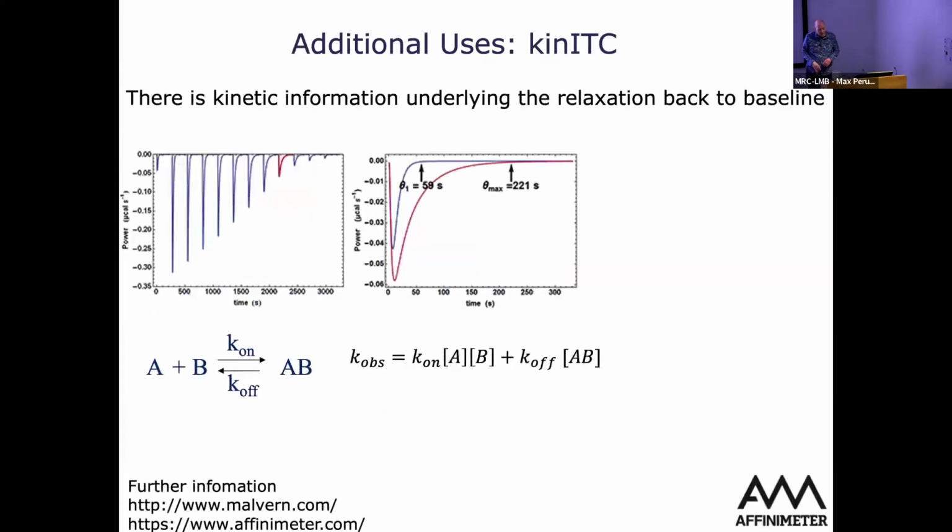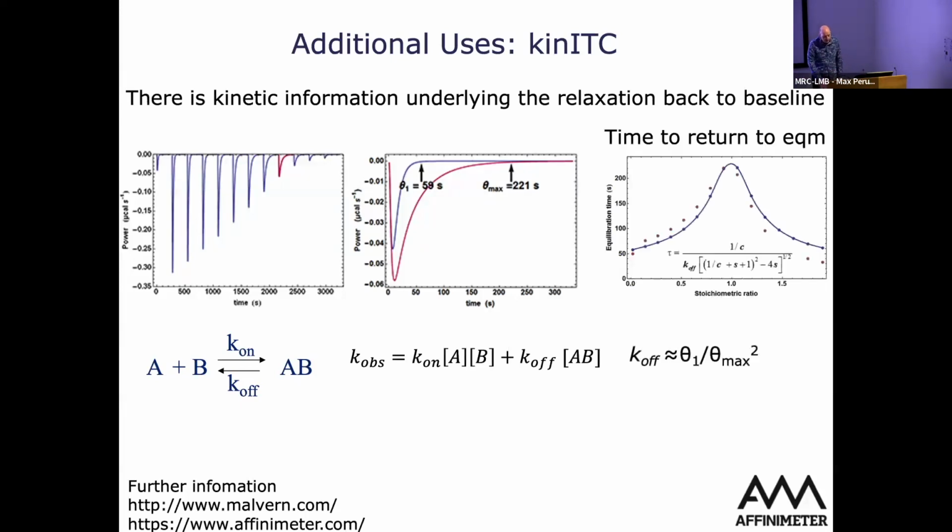And another more recent use of ITC is people noticed that when you inject in, the actual shape of the peaks at the start and at the finish are quite a bit different. And what's happening there is that the number of sites that are actually free are becoming less and less. So if we imagine the on and off rates, the observed on rate is going to be dependent on the K on of A and B going together. So if there are fewer sites available on, say, A, then that observed rate is going to slow down. So the actual time to get back to baseline is going to lengthen.